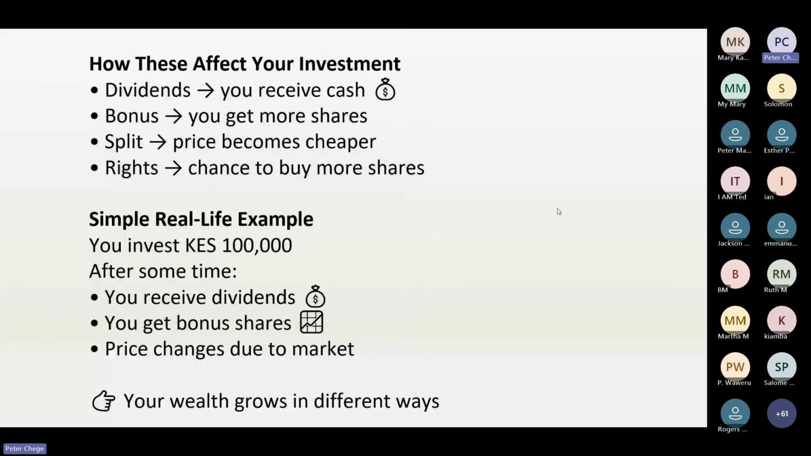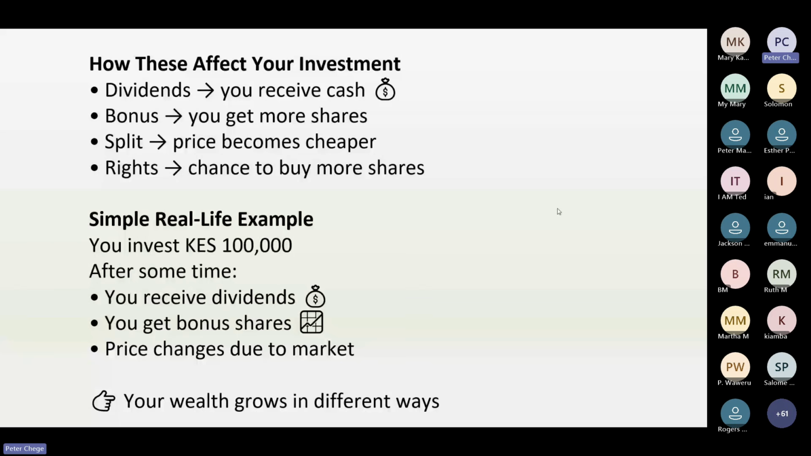Then how does it affect your investment? Dividend, it is free cash you are receiving. Bonus, you get more shares. Split, price becomes cheaper, but your shares go up. Rights issue, you buy more shares at a lower price. So I hope now you have seen different ways you can grow your wealth. A share that is giving dividends is free cash. If it gives bonuses, you're getting additional shares. When prices go up, you're in a profit. Splits, price goes down, shares multiply, but when prices go up again, you're in a profit. Remember, shares are multiplied. Then rights, you're buying additional shares at a cheap price.